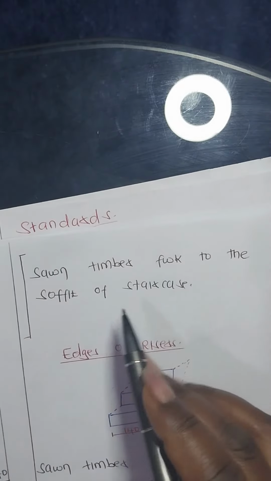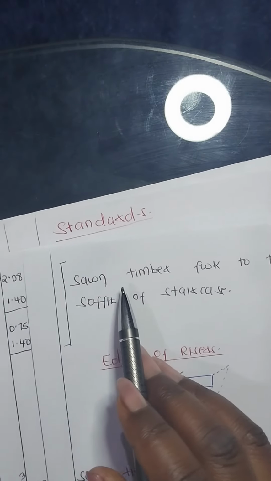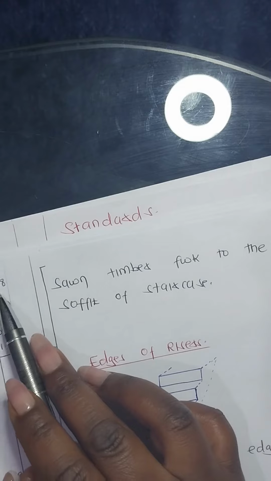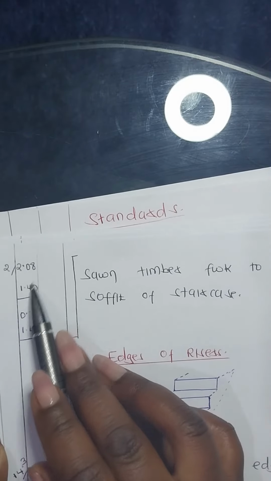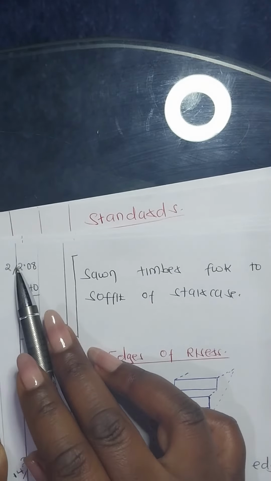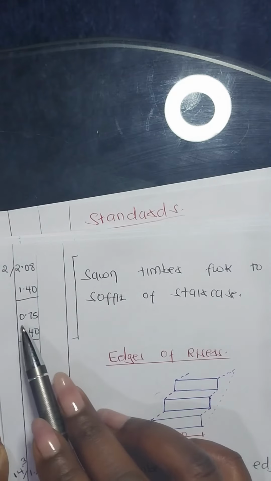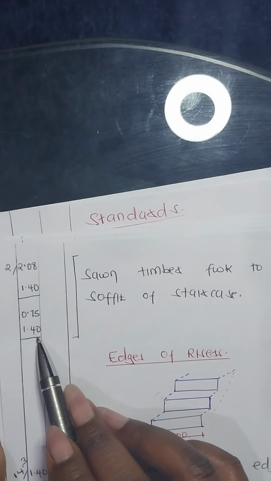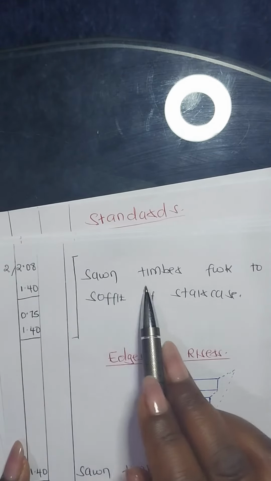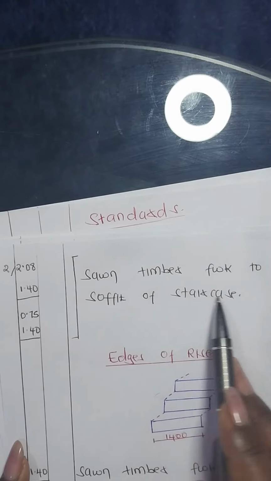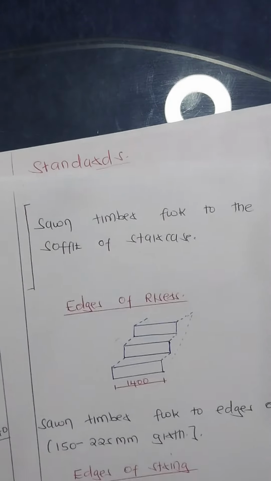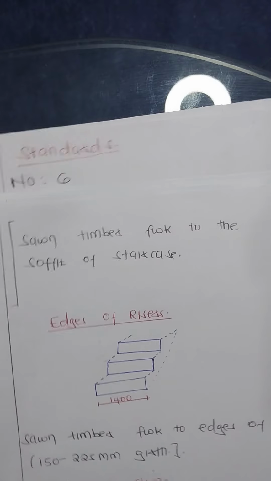So we have the length. The first one is 2.08 by 1.4 by 2, because they are 2. The second one is 0.75 by 1.40, and then we say sawn timber formwork to the soffit of the staircase. Now to the risers, edges of the risers.